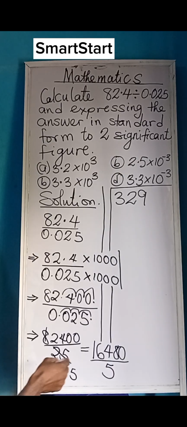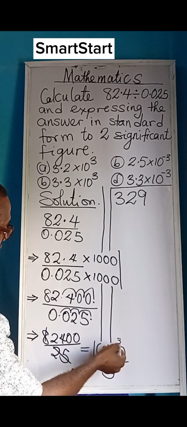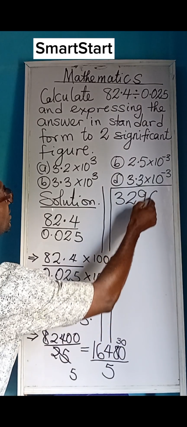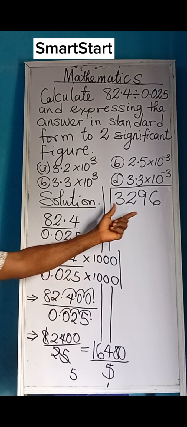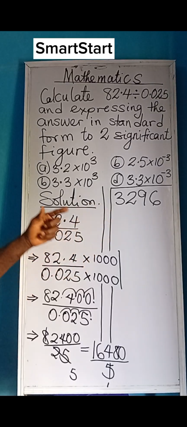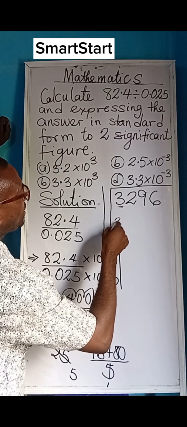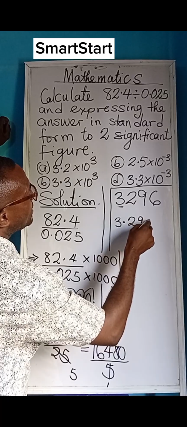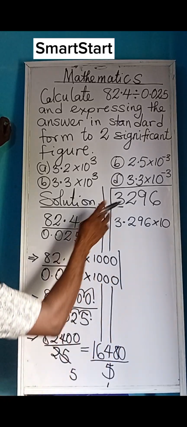Remainder 3, 5 goes in 30 because the remainder 3 you put it at the front of 0, making 35 goes in 30 is 6. So 5 goes in 5 is 1. This is the answer. But the instruction says expressing the answer in standard form, it will be 3.296 times 10 raised to power something.